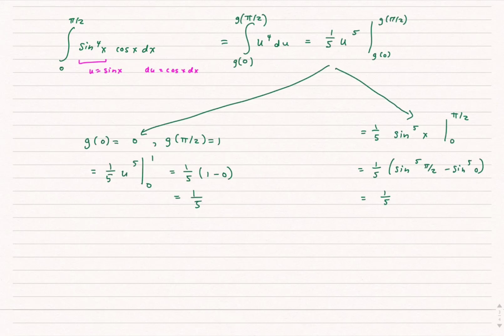Here's one final example, and I'll do this both ways. Again, in this case, I'm going to have u equaling sine x and my du equaling cosine x dx. When I rewrite this, here are the two different methods. The one on the left, I go ahead and find what g of 0 and g of pi over 2 are, and then I plug those directly into my u and I get 1/5. On the right hand side, I rewrite my u as my sine x, and I have sine to the 5th x, and then I plug in the 0 and pi over 2. Again, either method works.